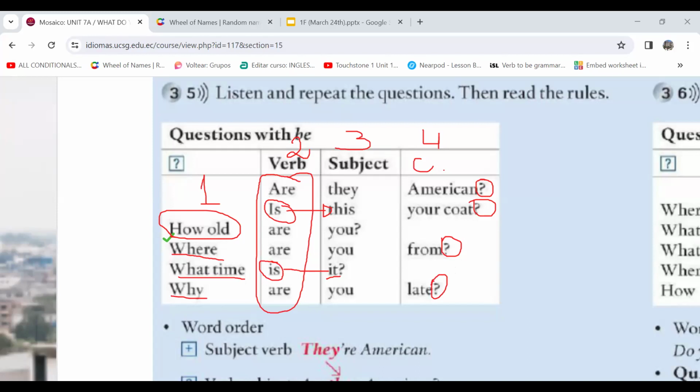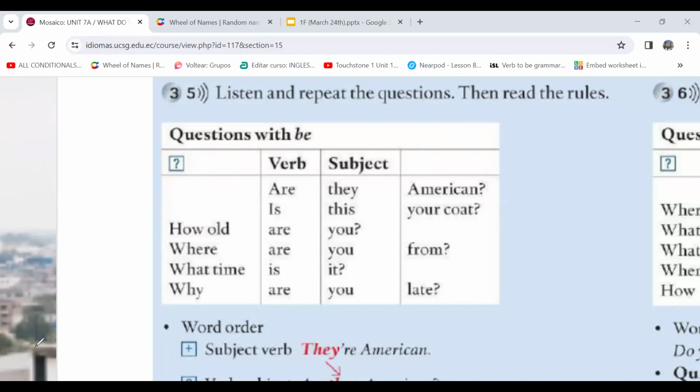So here we have question word. Esto no es signo de pregunta, es la palabra de pregunta. Question word, okay? Verb, subject, and complement. ¿Ya? Let's see the other part.